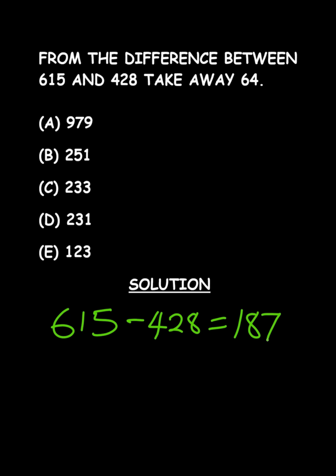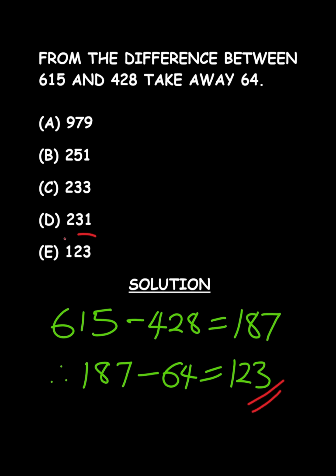Also, the question further states, we take away 64 from the difference of 615 and 428. Therefore, we have 187 minus 64 equal to 123, which the correct answer from the options is E.